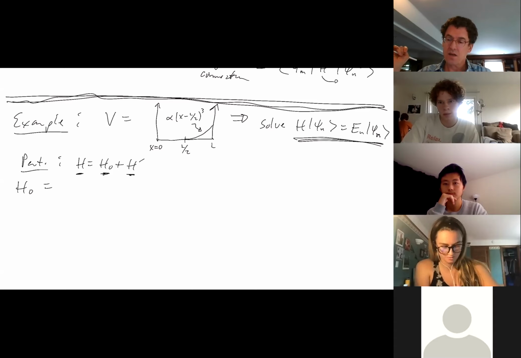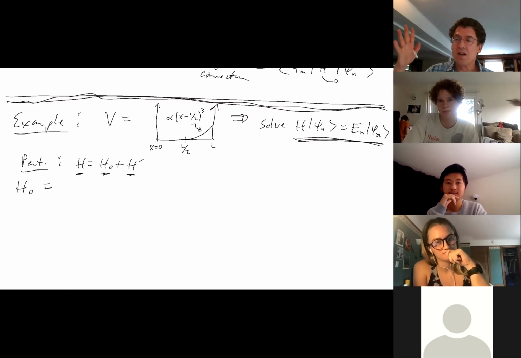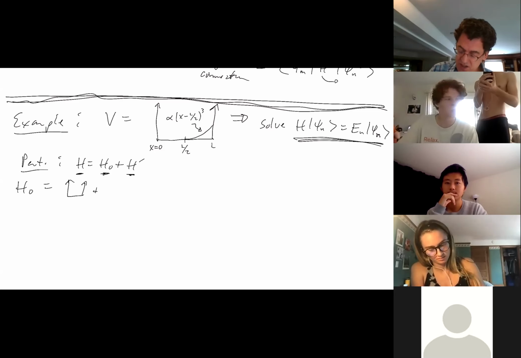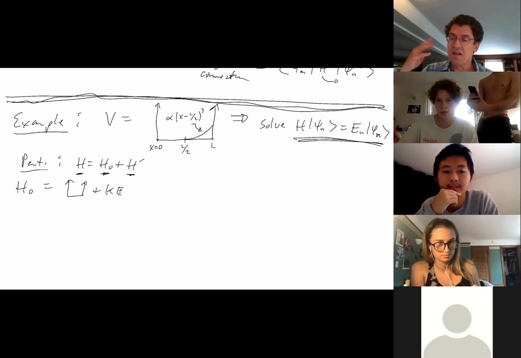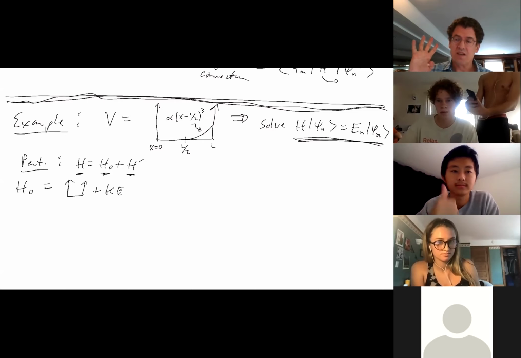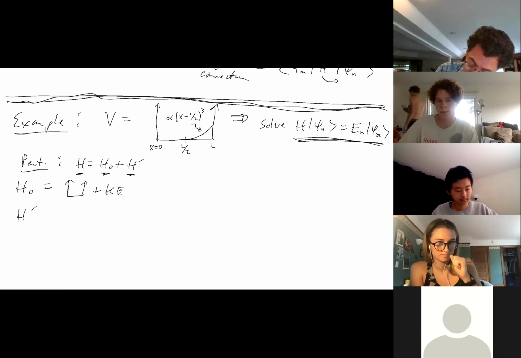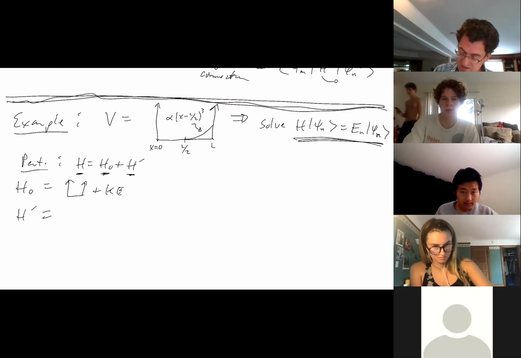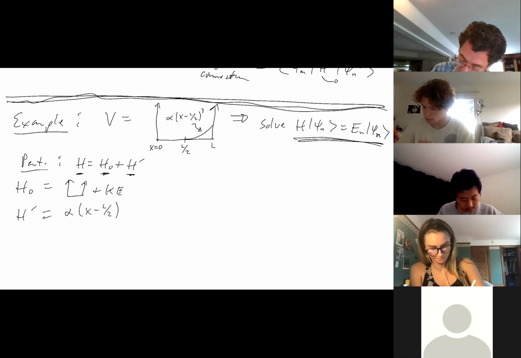negative h bar squared over 2m times d squared by dx squared. Yeah, you don't have to say it all. It's the square well, right? It's the infinite square well plus kinetic energy. Yeah, that's the familiar Hamiltonian, right? Is this okay? So that's the familiar Hamiltonian, but that means that H prime is what? The cubic function. Exactly. It's going to be alpha times (x minus L over 2) cubed.